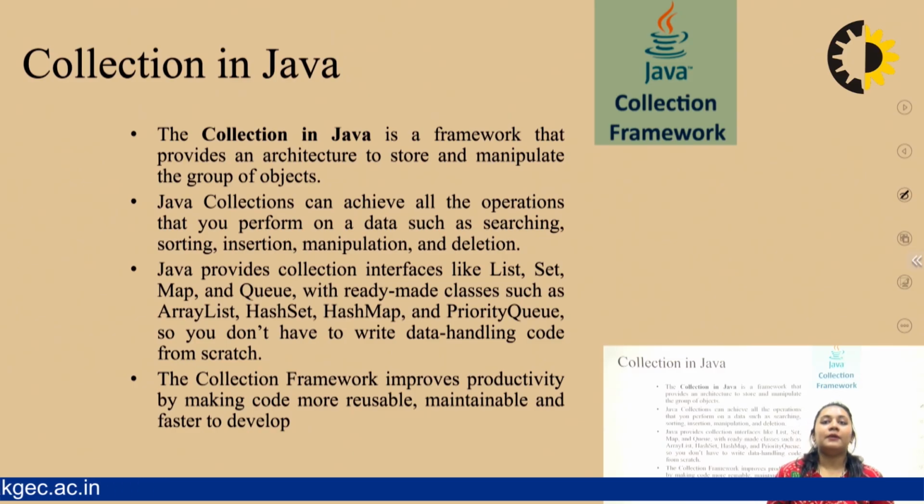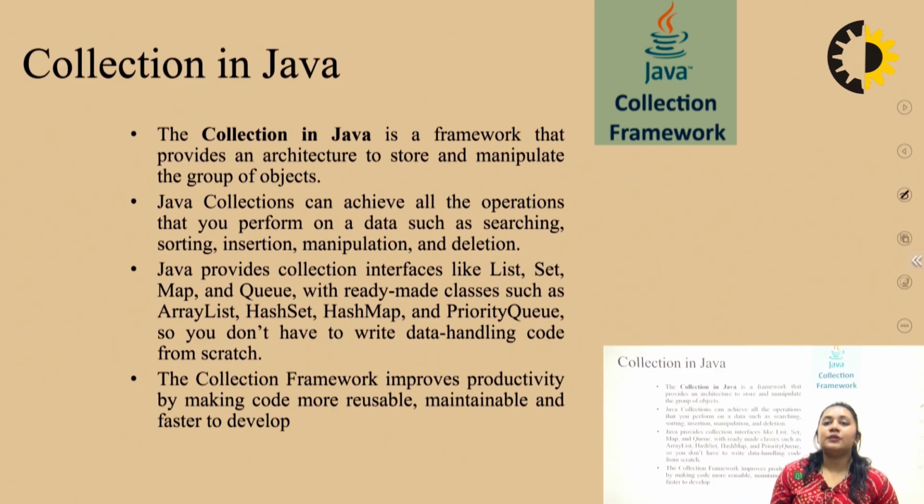The third one we will discuss is the collection interface. In the collection interface, we have list, set, map, and queues, which are implemented and used for handling data. Next, the collection framework is used to provide productivity and make the code reusable.